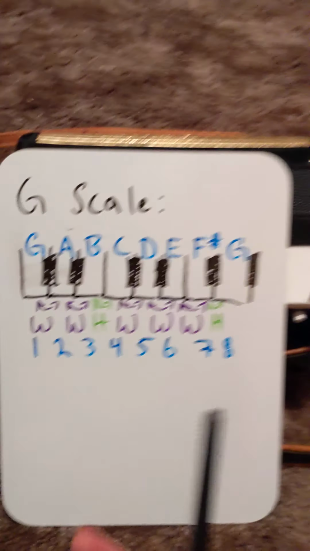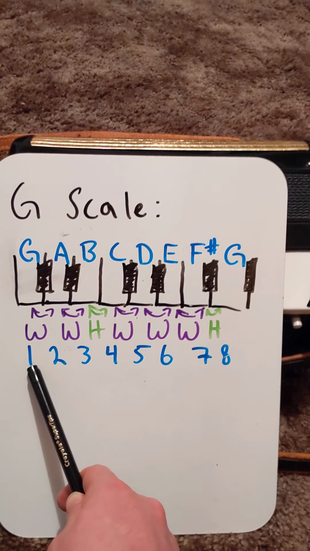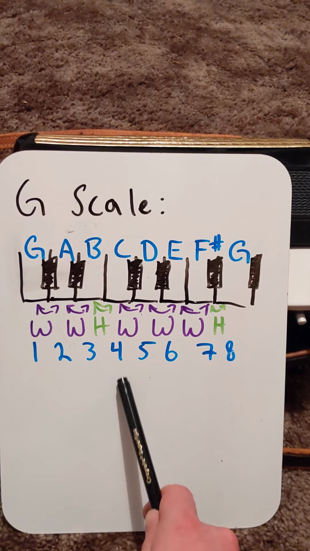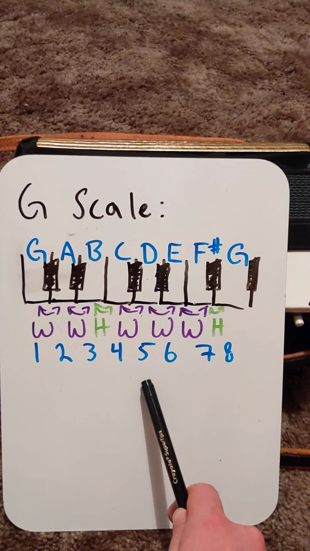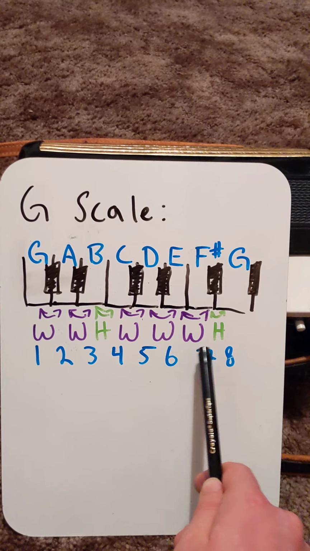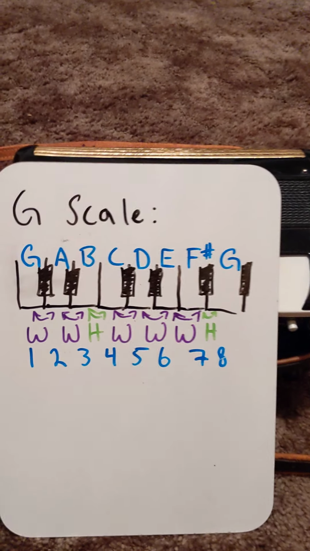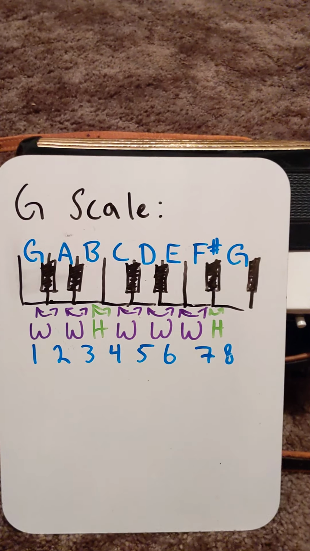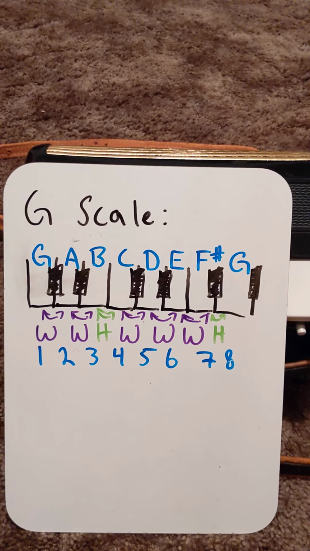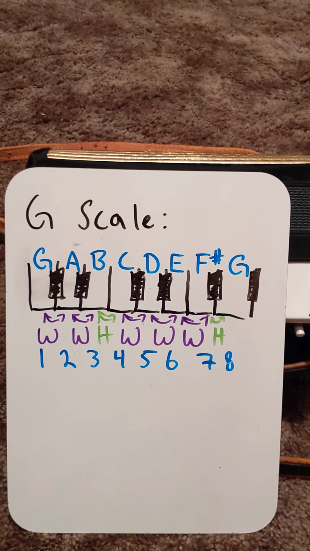So if we wanted to number this or use our Roman numerals, we would do the same thing. We'd add G is now 1, A is now 2, B is now 3, 4 is C, 5 is D, 6 is E, 7 is F sharp because of our pattern, and then 8 is G. And we can do this for any scale. If we want to do it for like an F scale, say, we would start on our F, and then we'd figure out using our patterns where each of our notes are, and then we could number them.